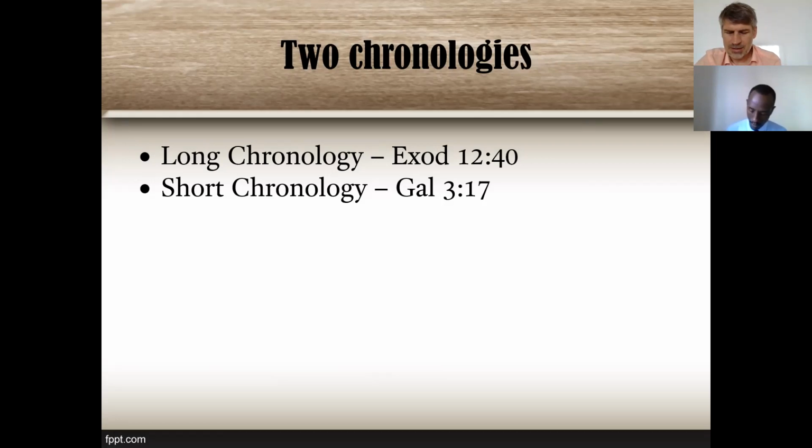The time that the Israelites lived in Egypt was 430 years. At the end of 430 years, on that same day, all the Lord's military divisions went out from the land of Egypt. And so according to this text, the sons of Israel spent 430 years in Egypt. So from the moment when Jacob and his family came down to Egypt until the Exodus, 430 years passed. So this is the first idea of the long chronology.